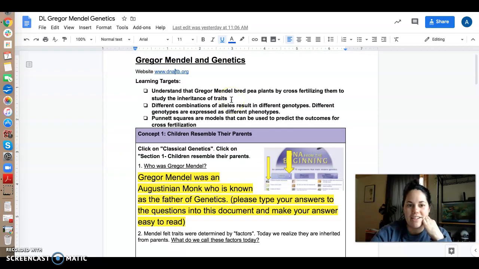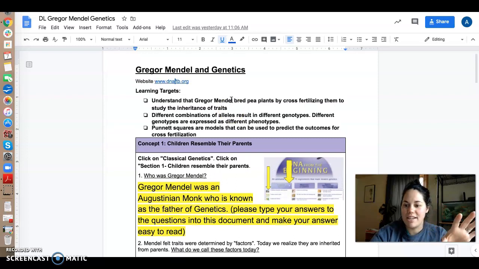By the end of this activity, we should understand these three learning targets. We should understand that Gregor Mendel bred pea plants by cross-fertilizing them to study the inheritance of traits. We should understand that different combinations of alleles result in different genotypes, and different genotypes are expressed as different phenotypes. And we should also be able to use Punnett squares, which are models that can be used to predict the outcomes for cross-fertilization. All of these things are going to be covered in our activity today.